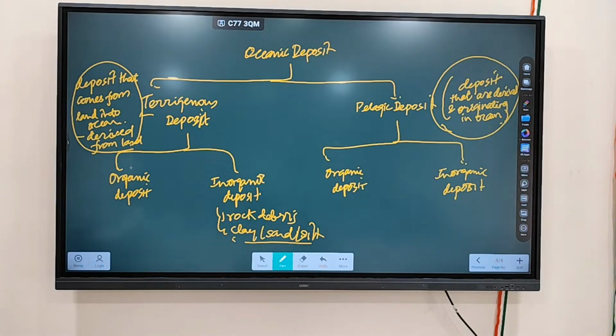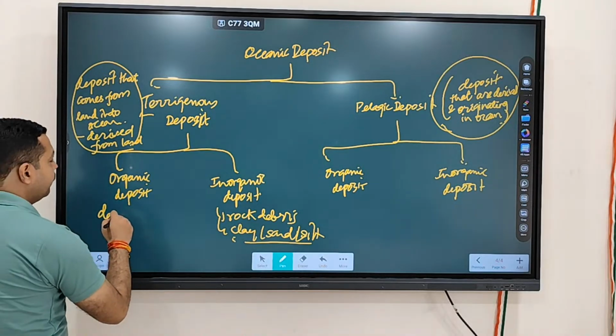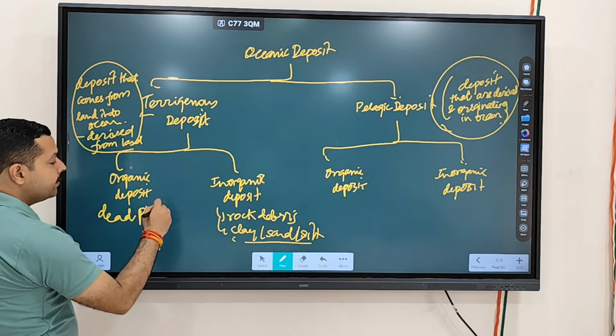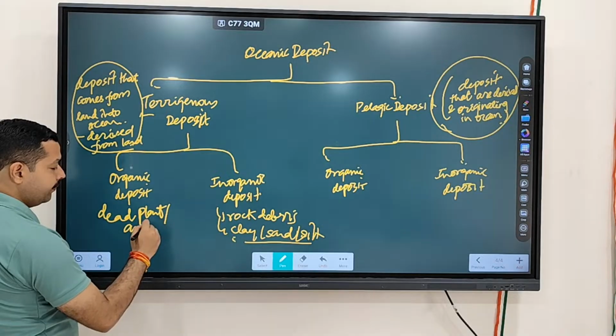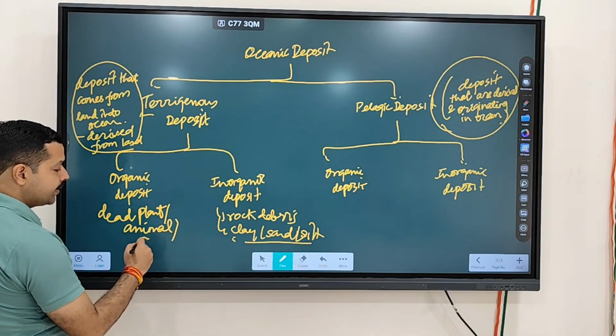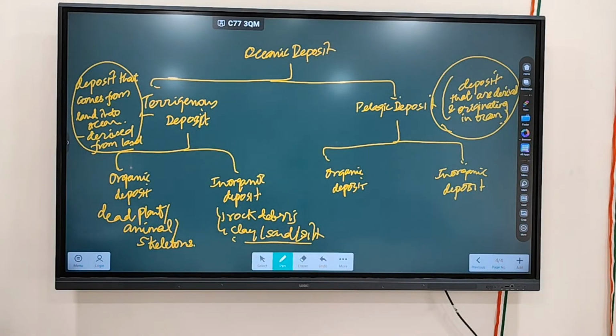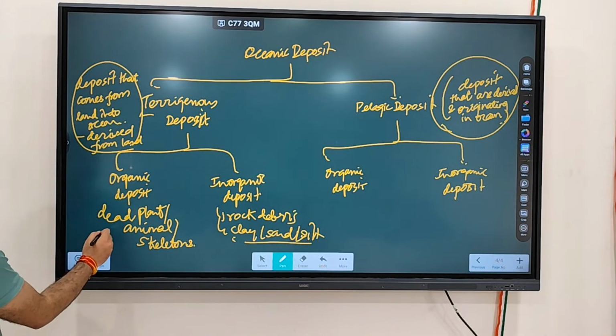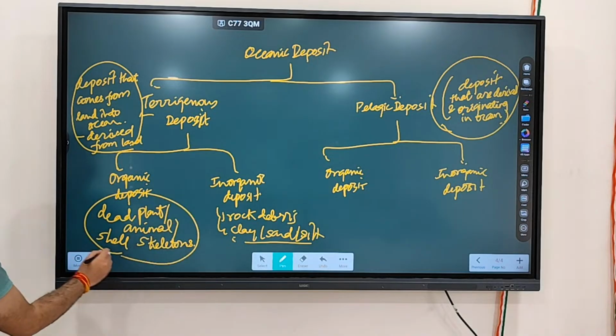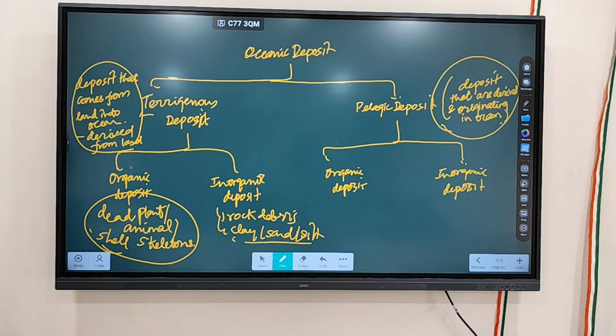What is organic deposit? Any dead plants, animals, skeletons. Fine, dead plants, animals, skeletons that are brought are called an organic deposit. Even shell, you can write shell. So those are organic deposits that you are finding. Clear?